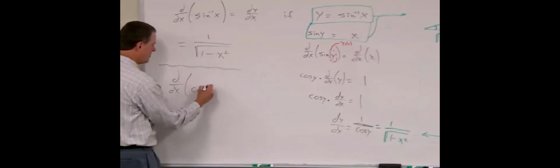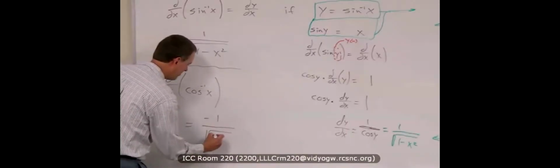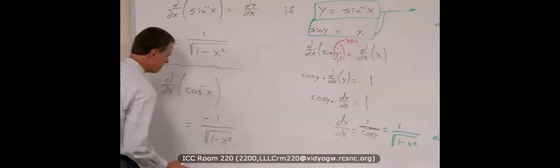Any guesses what the inverse cosine derivative looks like? It's 1 over... Oh crap. Negative 1 over the square root of 1 minus x squared. It's the same thing, but with a negative sign.